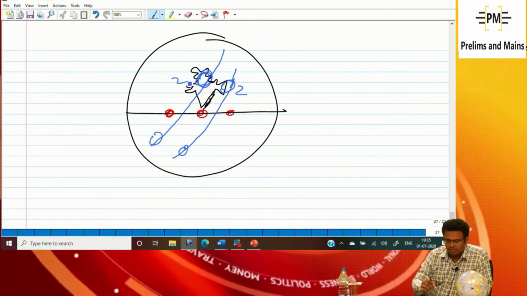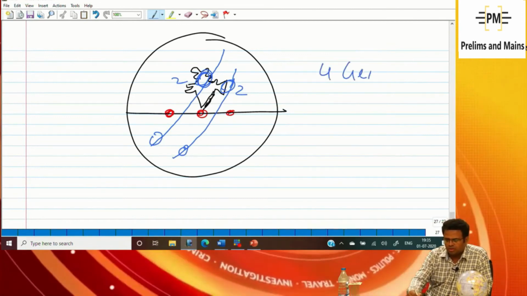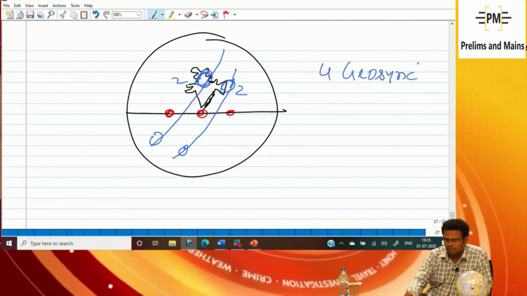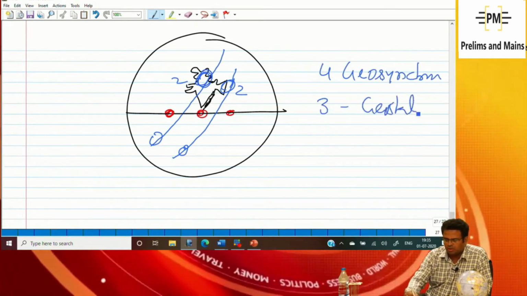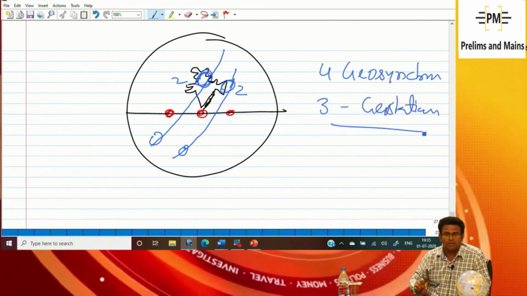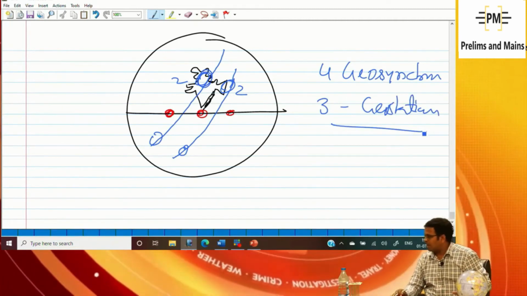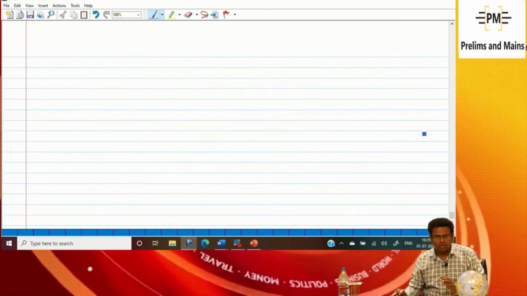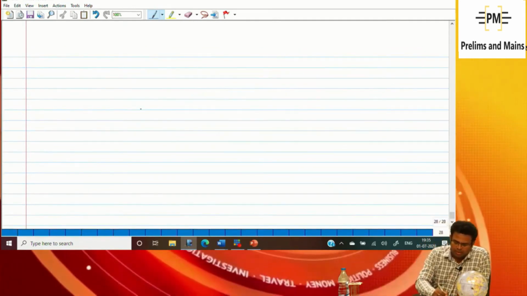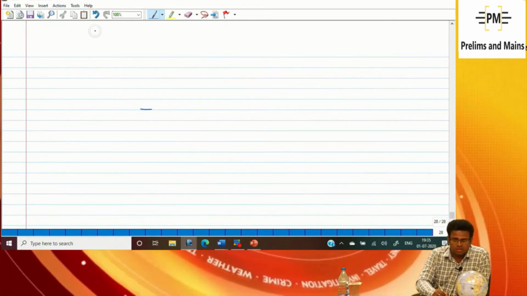This way we can say that 7 satellites, meaning 4 geosynchronous and 3 geostationary, are needed to cover India for telecommunication and similar uses. So perhaps it is clear to all of you. So next point, we understand what geosynchronous and geostationary Earth orbits are.